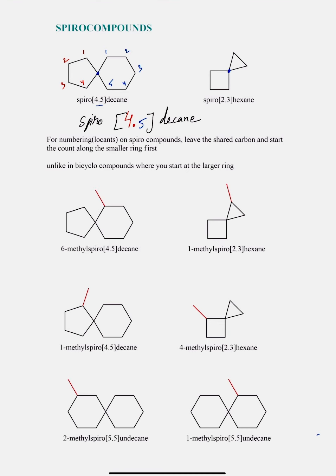Next, if I go to the next structure, there are 2 carbons on the right side and there are 3 carbons on the left side. So in increasing order, it's 2, 3 or 2.3 actually.